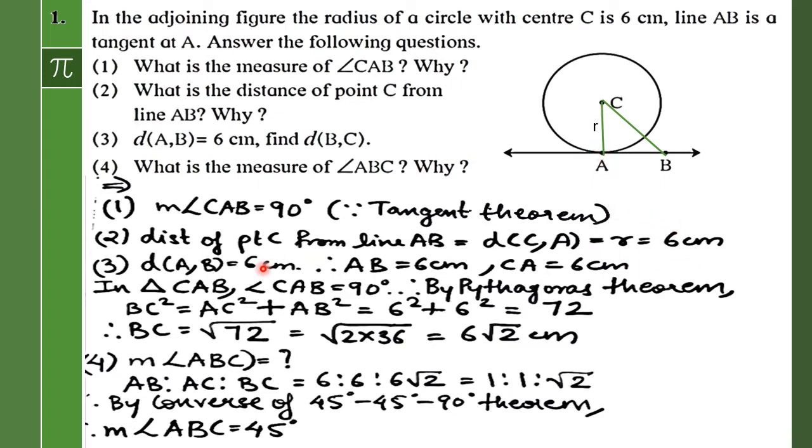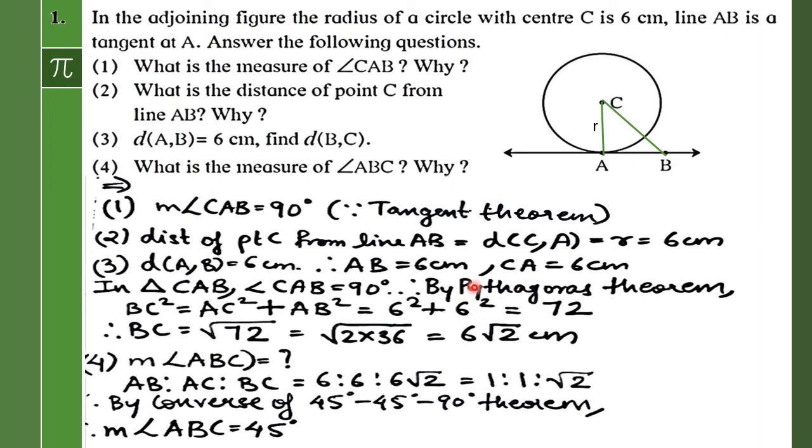Third part, distance AB is 6 centimeters. We need to find distance BC. AB is 6, and CA is 6, which we got from the second part. That means in this triangle CA is 6 centimeters, AB is 6 centimeters, and angle CAB is 90 degrees. So we can use the Pythagoras theorem in triangle CAB, where the hypotenuse is BC. So BC square is equal to AC square plus AB square, that is 6 square plus 6 square. 6 sixes are 36, so 36 plus 36 will be 72.